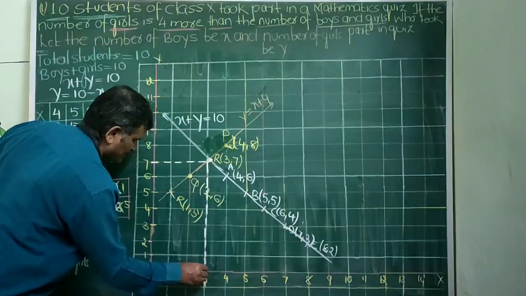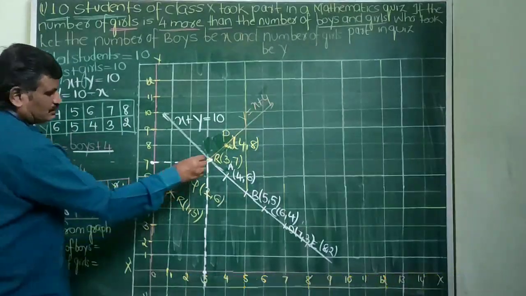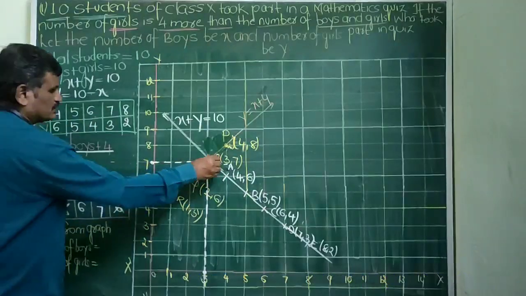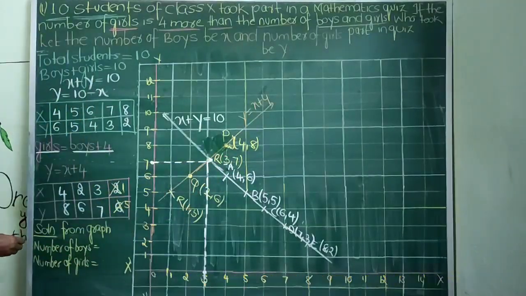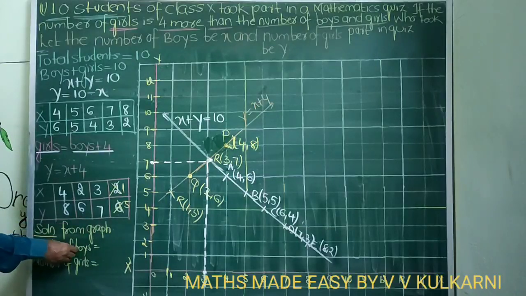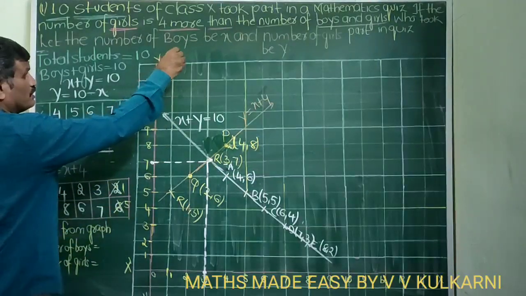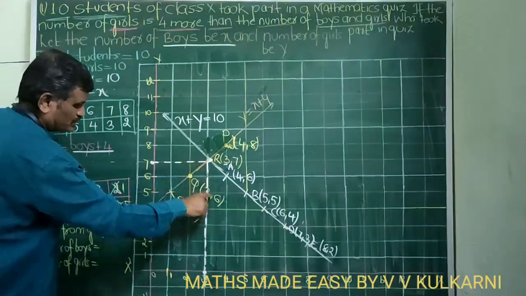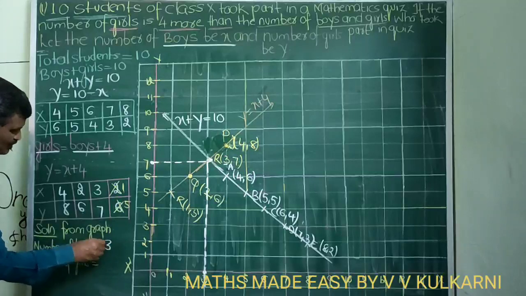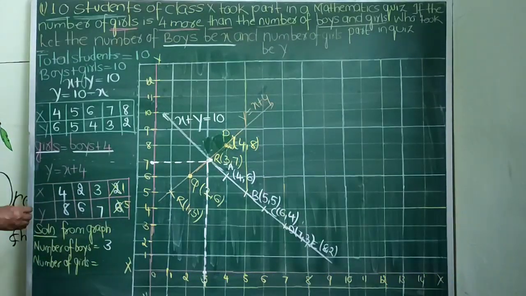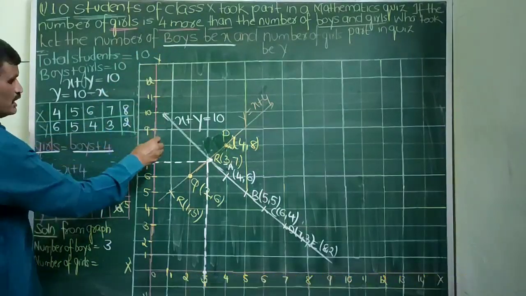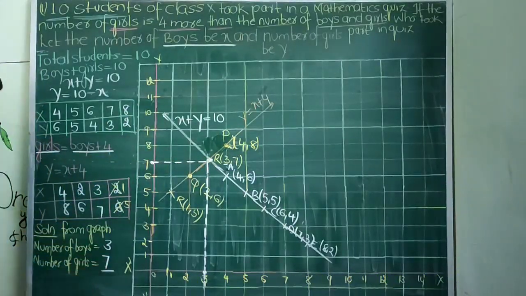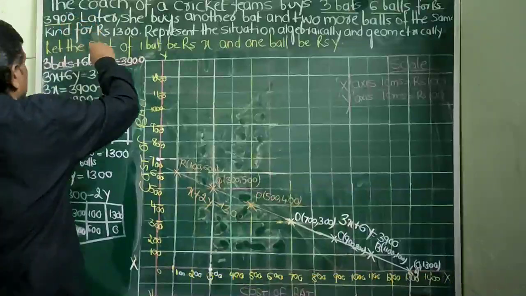See, the graph touches the x-axis at 3 and the graph touches the y-axis at 7. So what I can say, from graph, number of boys we have taken x, and the graph touches the x-axis at 3. Number of girls we have taken y, and the graph touches the y-axis at 7. So the number of girls are 7. So let us take up the next problem.